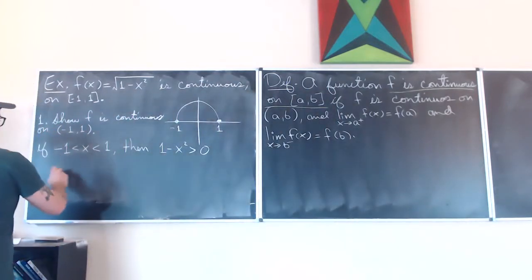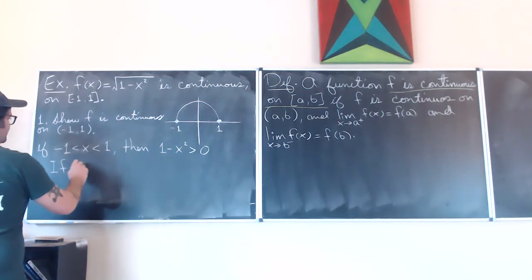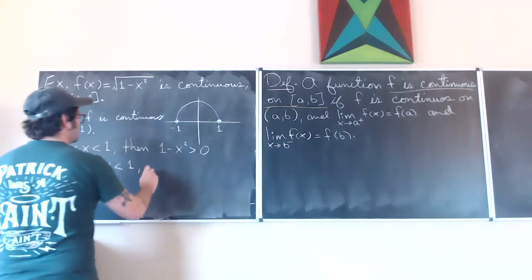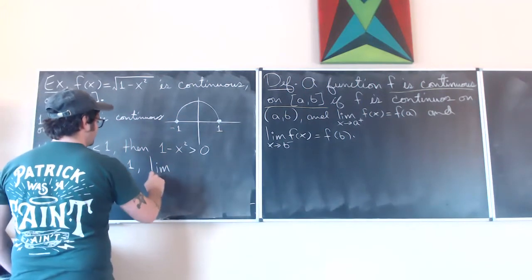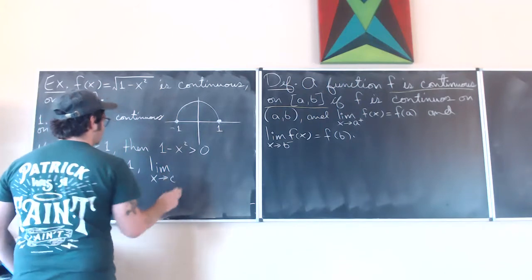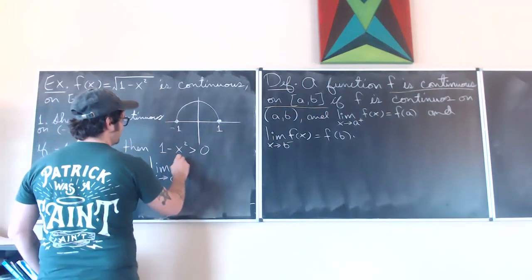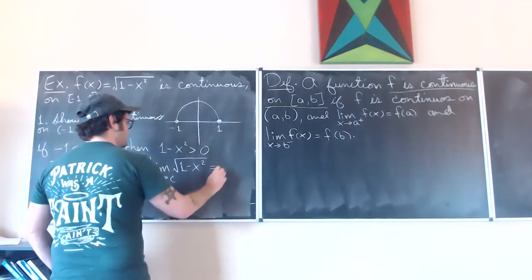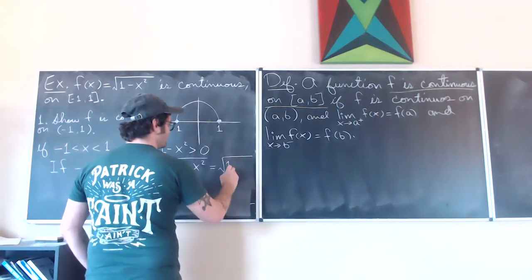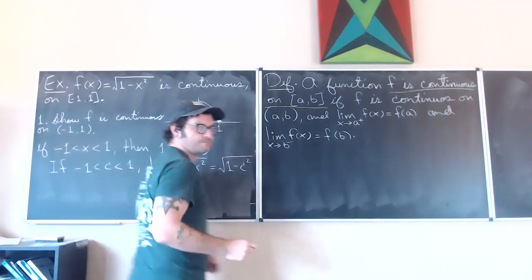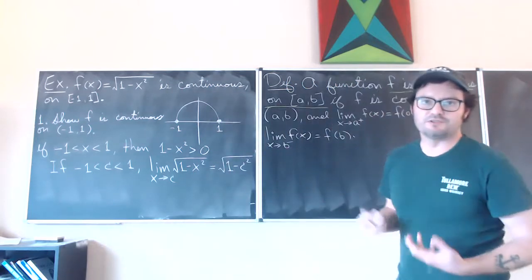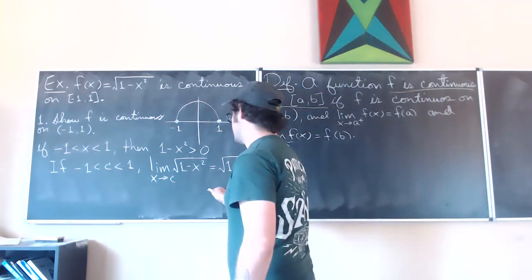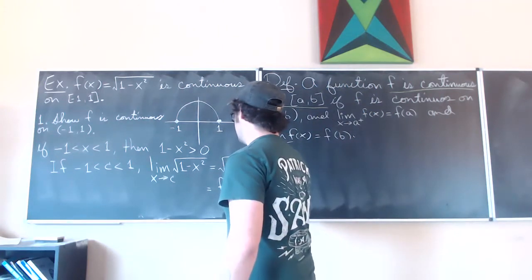So then, if -1 is less than c less than 1, the limit as x approaches c of this is just equal to the square root of 1 minus c squared. We just plug in the value, right? We know that we can do that by a previous lecture. But what is this? This is the same thing as saying f of c.